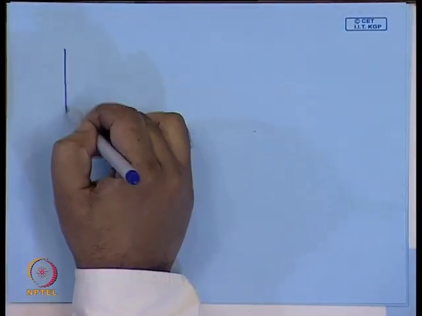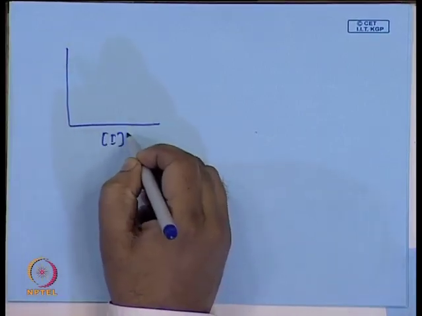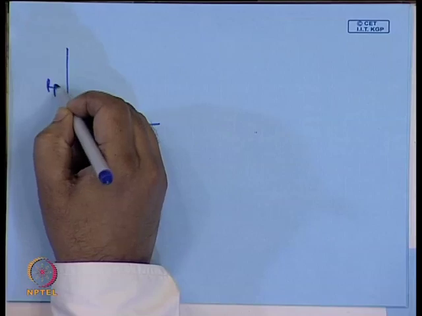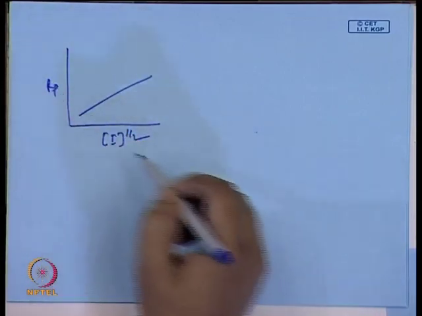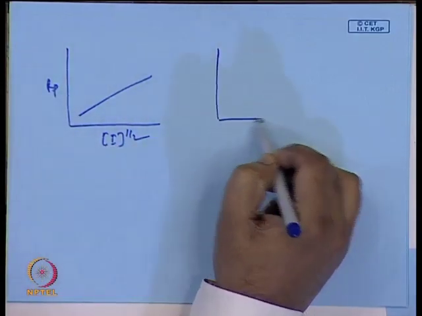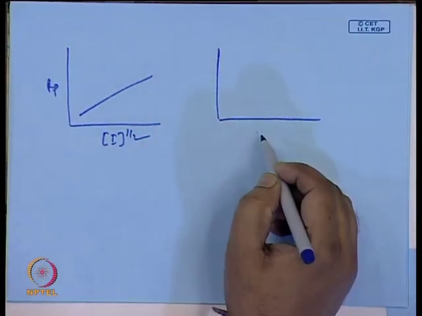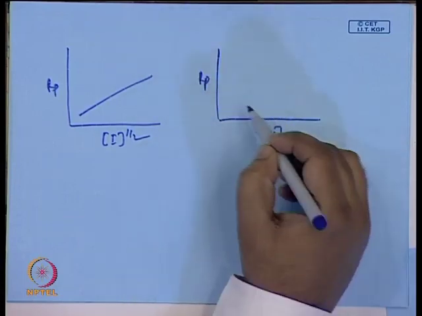So, if you plot, and this has been shown experimentally, if I have this plot Rp, rate of polymerization, with I to the power half, square root of I, it gives a straight line like this.